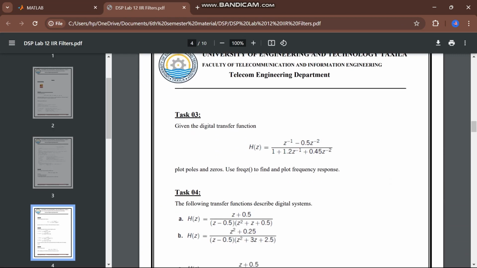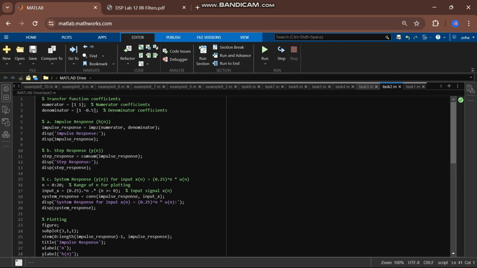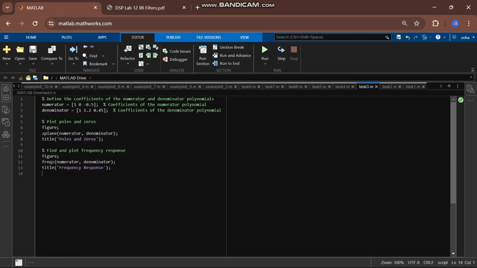In task 3, we are given a digital transfer function, and we have to plot the zeros and poles and use the freqz function to find the plot of the frequency response. Here first we have defined the numerator and denominator of the function, and then we have used the zplane function to plot the zeros and poles of the given function, and freqz on the numerator and denominator to find the frequency response of the given transfer function.